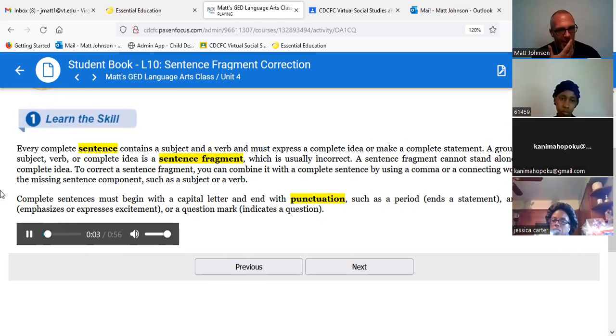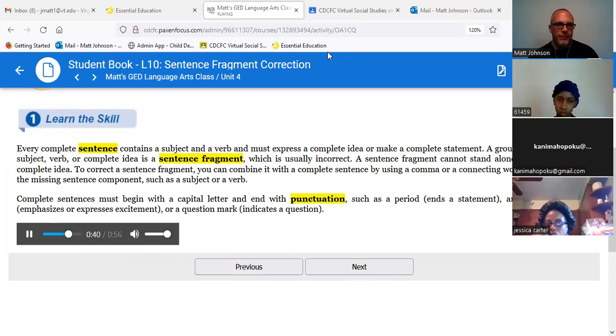Every complete sentence contains a subject and a verb, and must express a complete idea or make a complete statement. A group of words missing a subject, verb, or complete idea is a sentence fragment, which is usually incorrect. A sentence fragment cannot stand alone because it is not a complete idea. To correct a sentence fragment, you can combine it with a complete sentence by using a comma or a connecting word. You can also add the missing sentence component, such as a subject or a verb.